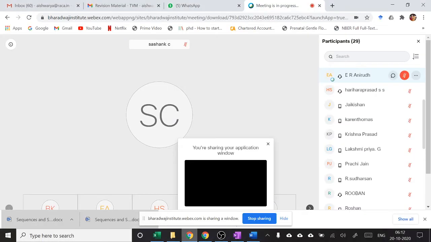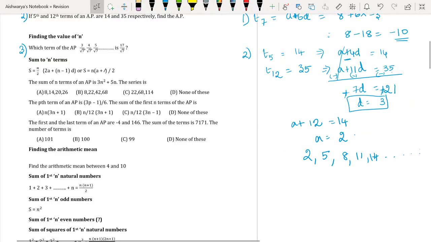The next question. Which term of the AP 3 by root 7, 4 by root 7, 5 by root 7, and so on is 17 by root 7? So what is the common difference here? Which term of the AP is 17 by root 7? This is your next question. So your A value is 3 by root 7. The D value is 4 by root 7 minus 3 by root 7, which is 1 by root 7. Correct?